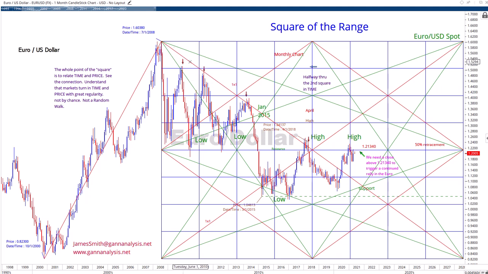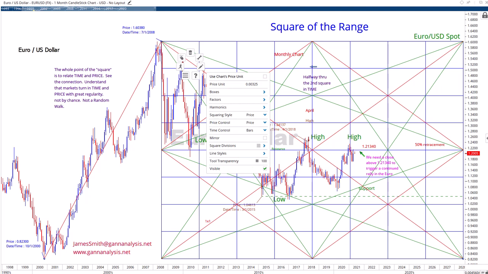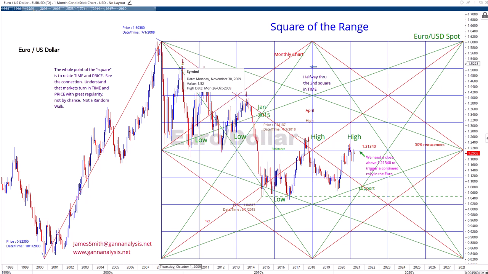We've decided on a price unit, which is the scale 0.00325. What does that mean? It means that for every month that this red line declines, this is the one by one, we move forward 0.00325 points. That's the scale we're using. And the 2 by 1 would be twice that scale. The 1 by 2 would be half that scale. Those are the primary lines that we're using.